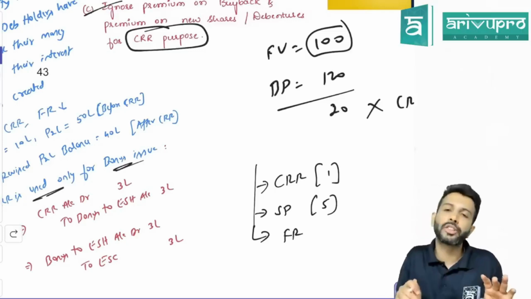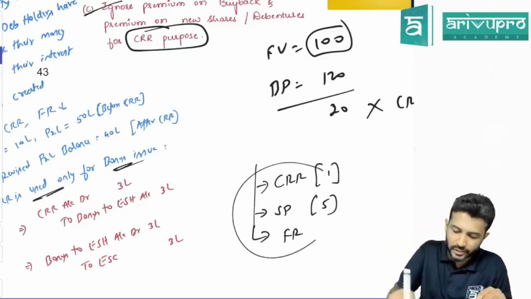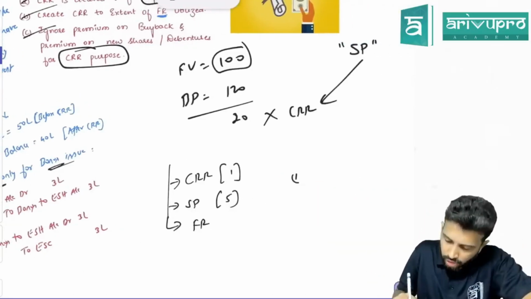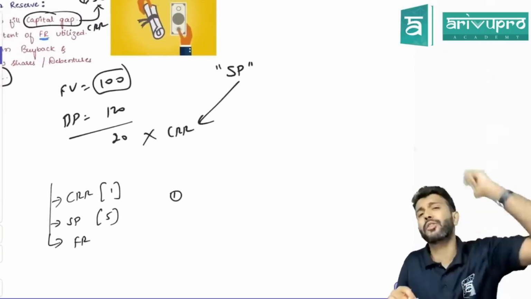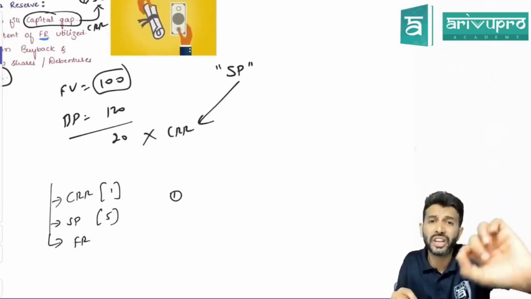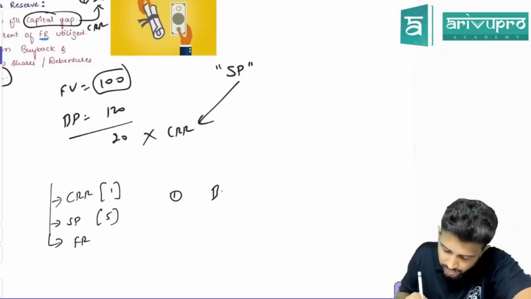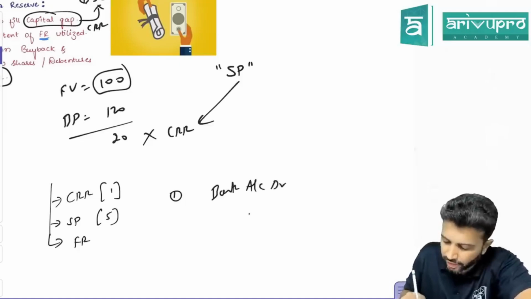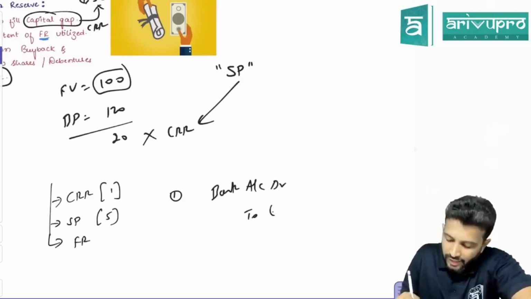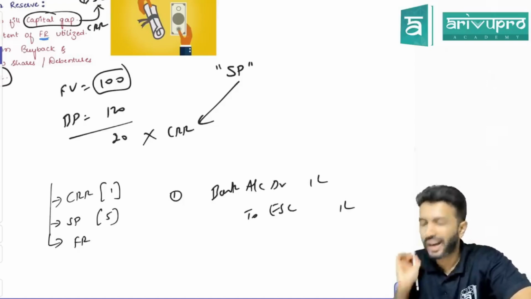And what is the entry for bonus issue? When you issue bonus shares, these free reserve balance will reduce. Or if you wanted logically, what is the journal entry for equity shares issued 1 lakh? What is the journal entry? Don't worry about application, allotment and all. Tell me one entry. Bank account debit to equity share capital 1 lakh, 1 lakh.